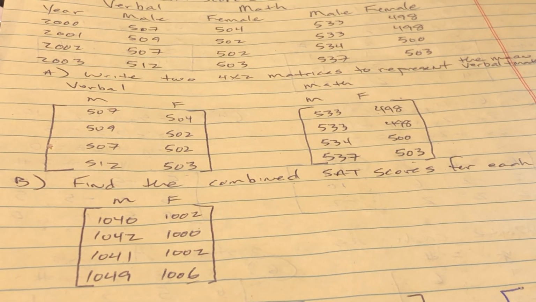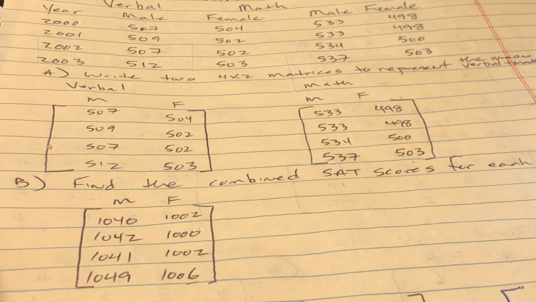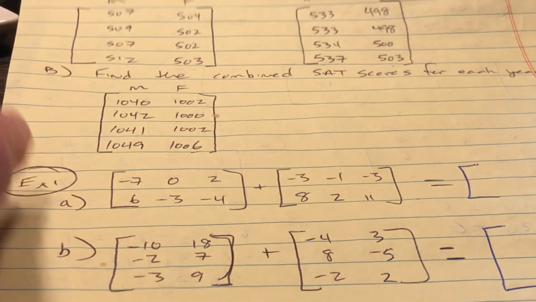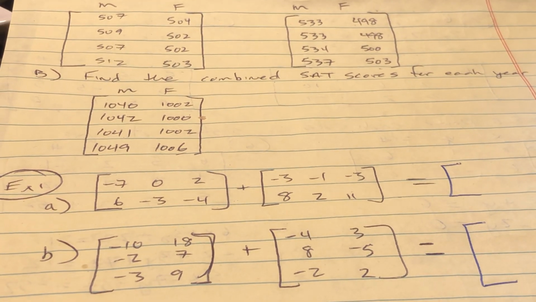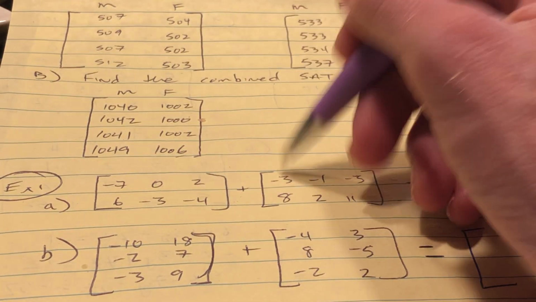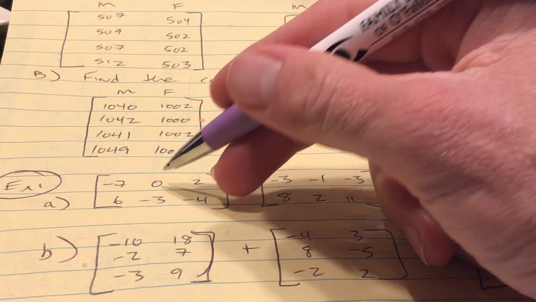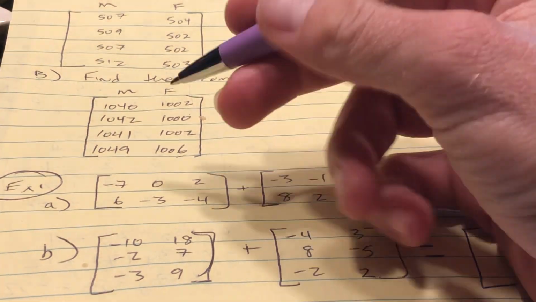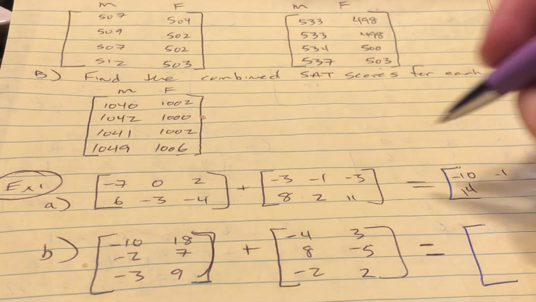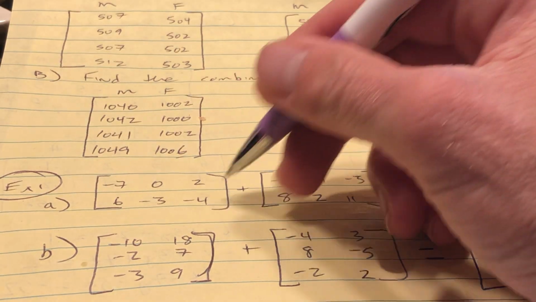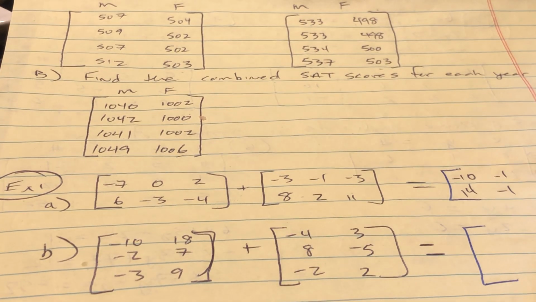And we are going to finish today's notes with example 1. Just add the 2 matrices together. It just gives you a fact on the bottom there. Add these 2 together. Negative 7 plus negative 3 is a negative 10. 0 plus negative 1 is a negative 1. 2 plus a negative 3 is a negative 1. 6 plus 8 is 14. Negative 3 plus 2 is a negative 1. Negative 4 plus 11 is 7.